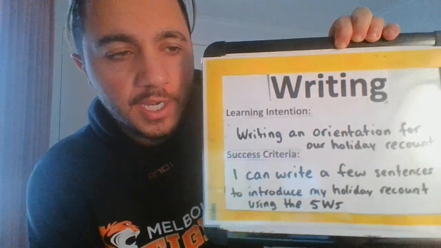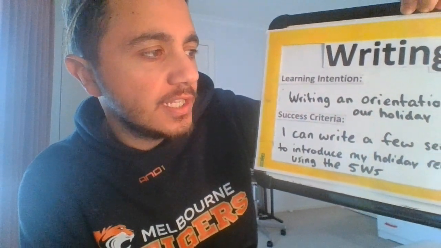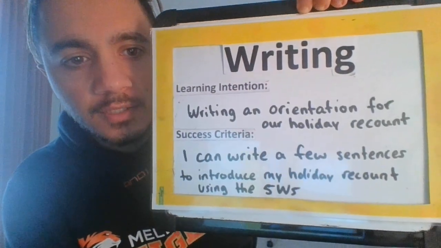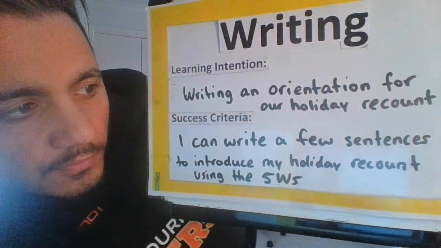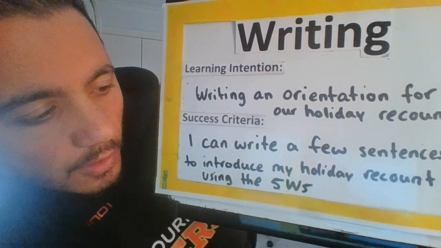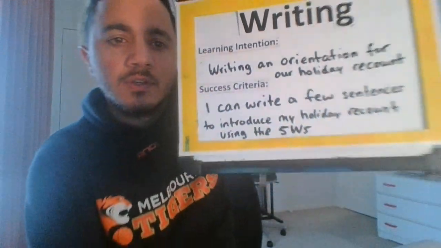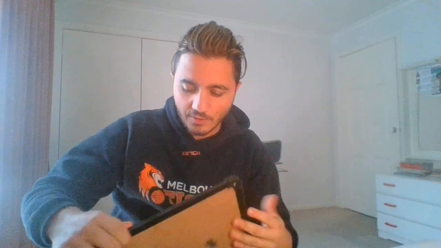Our learning intention in writing is writing an orientation for our holiday recount. To be successful, I can write a few sentences to introduce my holiday recount using the 5 W's, just like what we did with our recounts at the end of last term. Using who, where, when, what, and why, just to write the start, the orientation. The orientation is the introduction to your recounts, and it should only be a couple of sentences, maybe even one or two sentences.